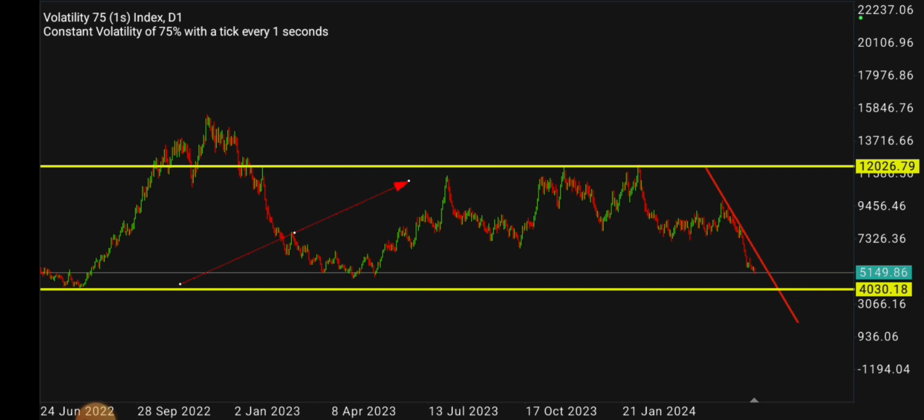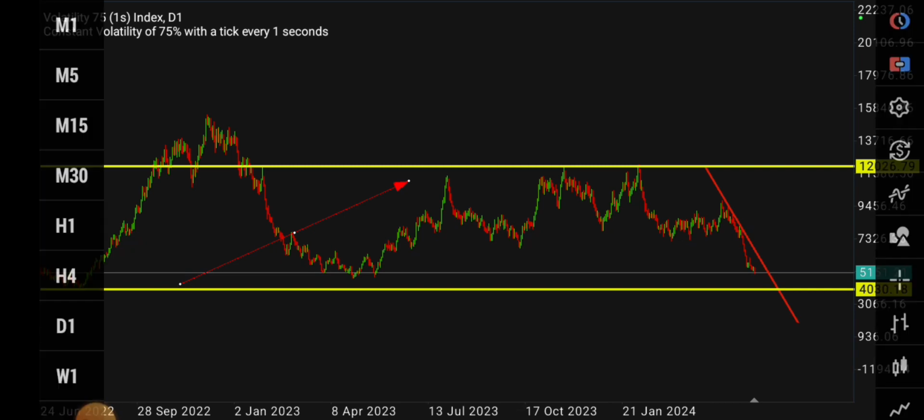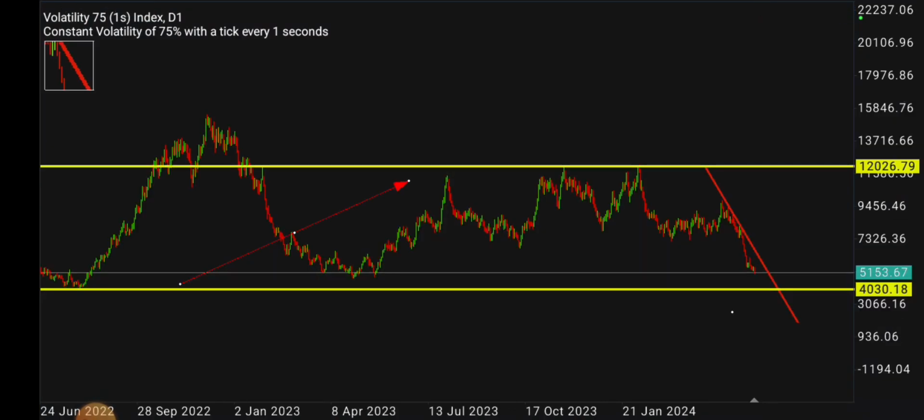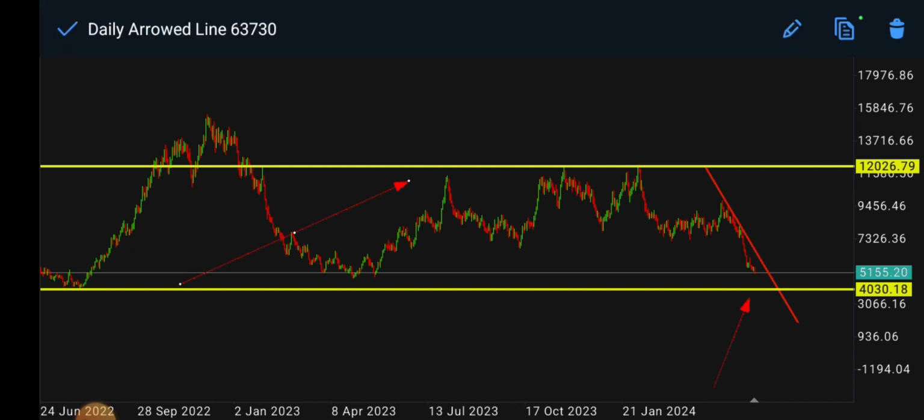So we expect this V75 1s to keep coming down to this level for a possible reaction here. So if you are watching this market, you can be watching out till the price gets to this level for a possible buy reaction. Okay, so I'm expecting this price to come down here.